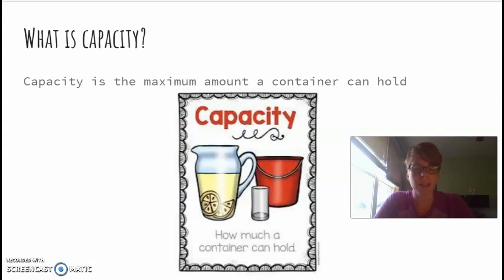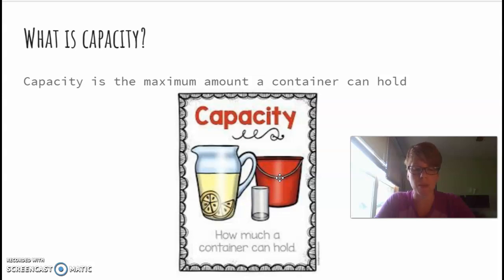And then capacity. Capacity is the maximum amount a container can hold, or how much it can hold before flowing over, basically. And we've got a picture here of a lemonade jug, of a little cup, and then a bucket. Those all hold things. Now, capacity normally talks about liquid.